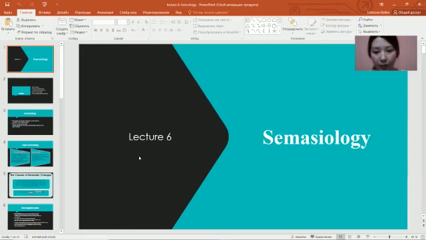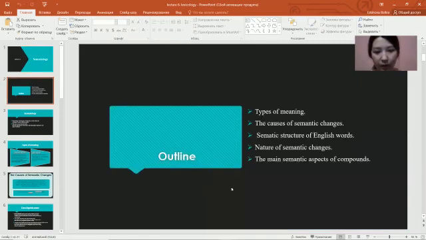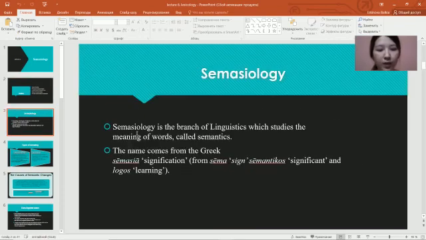Okay, the topic of our today's lecture is semasiology. And here are our outlines. I have divided my presentation into 5 sections: types of meaning, the causes of semantic changes, semantic structure of English words, nature of semantic changes, and the main semantic aspects of compounds. So first of all, what is semasiology? Semasiology is a branch of linguistics which studies the meaning of words called semantics. The word comes from the Greek semasia, which means signification, from semantikos, significant, and logos, learning.